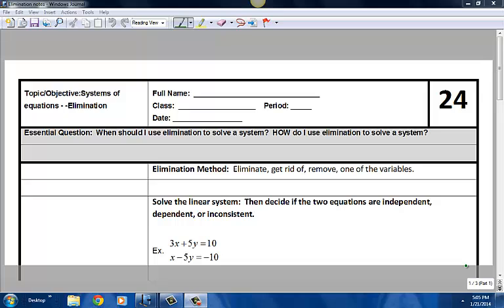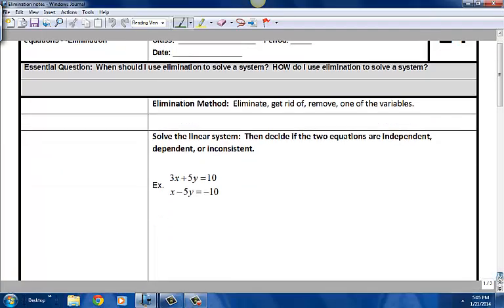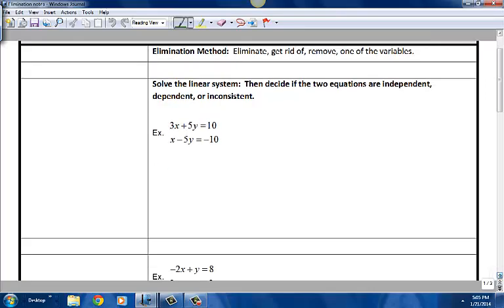Eliminate just means to get rid of or remove, and that's all we're going to do in this case. We want to get rid of one of the variables in the system so that I only have one left to solve for. That makes it a whole lot easier, right? Take a look at that first example right there. In this case, we're going to be eliminating by adding our equations together. Pretty simple, right? Watch this.